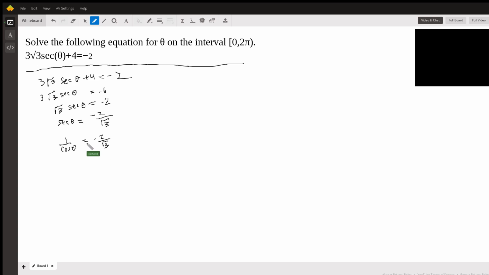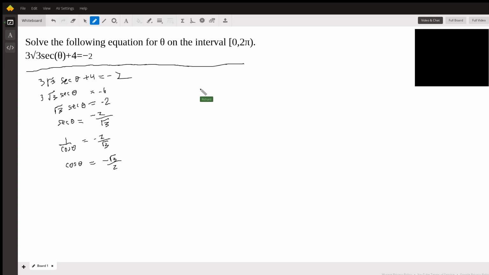And now we solve for the cosine. And the way we'll solve is we'll just take the reciprocal of both sides. So I'm just going to flip it on the left, cosine theta. I'll flip it on the right, and that's going to give me -√3 over 2. So we're getting pretty close to a solution.